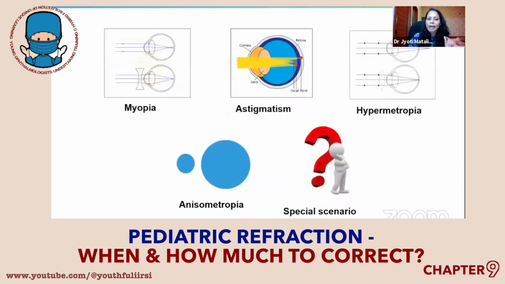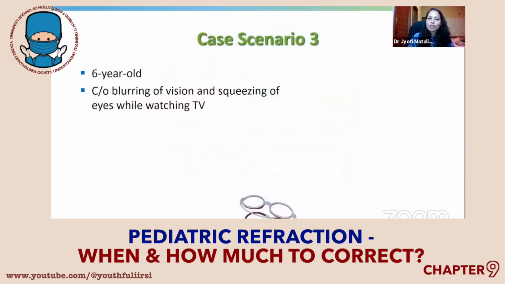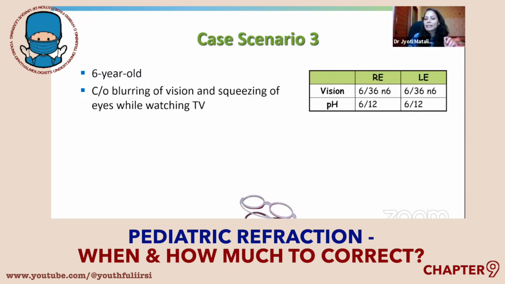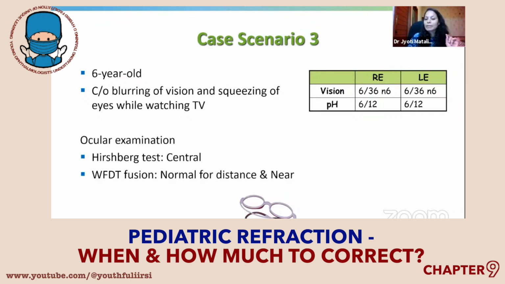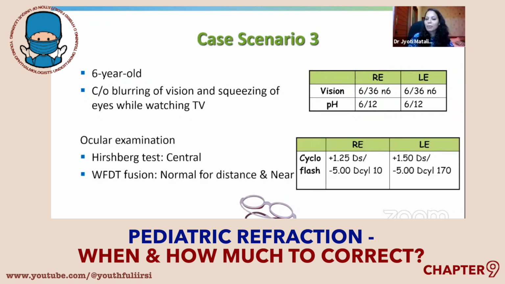Now, coming to the next important aspect, astigmatism. A 6-year-old child, blurring of vision and squeezing the eyes, had a vision less. Now, you notice the previous case, scenario 1, had a vision of 6/36, but pinhole was good. Here, the pinhole is less. And again, you check for the squint, not there. You see the refractive error, significant astigmatic power. That's why the pinhole vision is not very good.